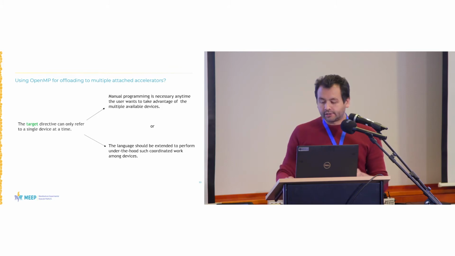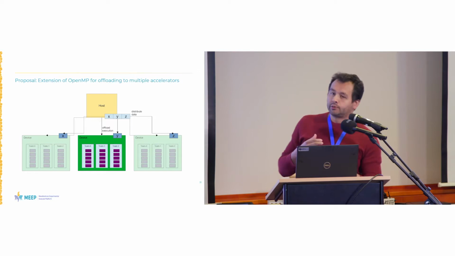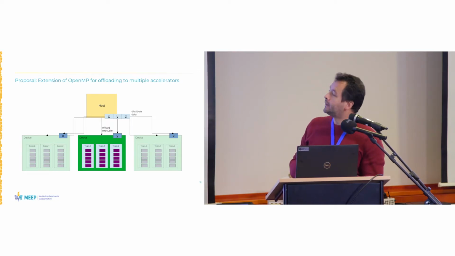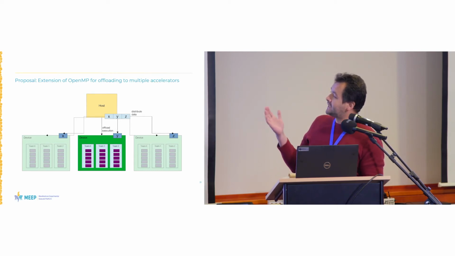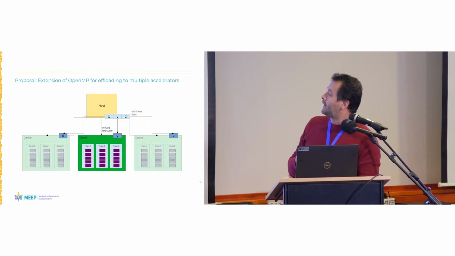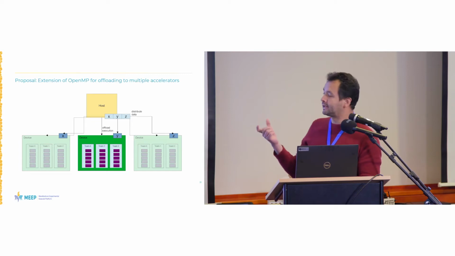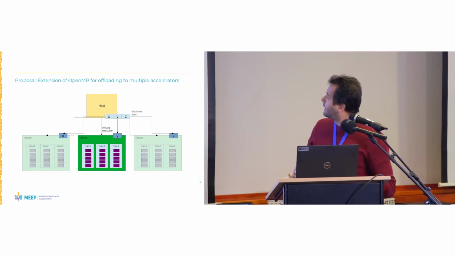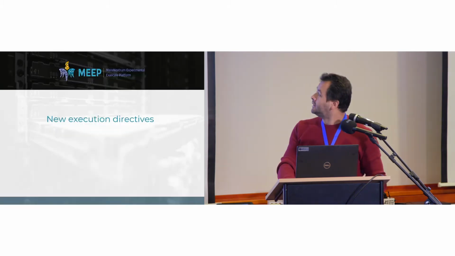So in the MEEP project, we have been working on that, and we are proposing an extension so that we don't offload only to one accelerator, but we are able to do it for several of them, multiple of them. So in this case, the model changes. We are distributing the execution among several accelerators, and we're also distributing the data, as we can see here in this diagram. How can we do this?